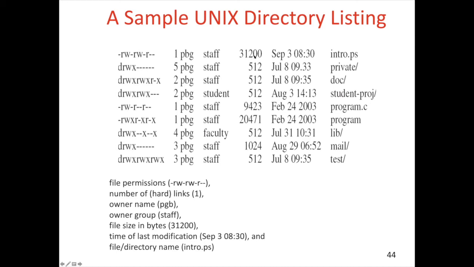This is showing the size in bytes. And this is the time of last modification. This is September 3, 8:30. And this is the file or directory name. This is the file name. However, if this is a directory, we see a slash at the end. And for this sample Unix directory, we have these files and directories under the current directory, which is listed.